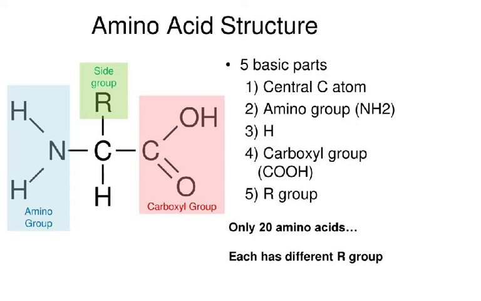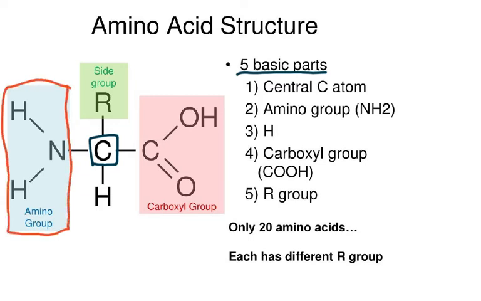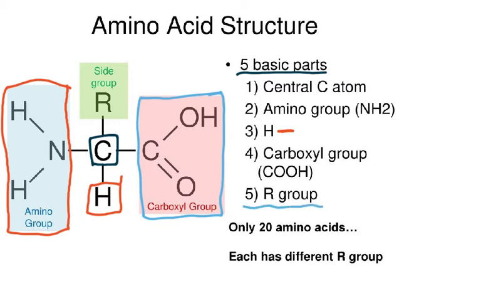Now, this is what one amino acid looks like. It has 5 basic parts. A central carbon atom, which is this, an amino group, which is this, NH2, an H, which is this, a carboxyl group, which is COOH, this one here. Please pause the video here and have a look at it. And an R group. R group means it is the residual group or the variable group.